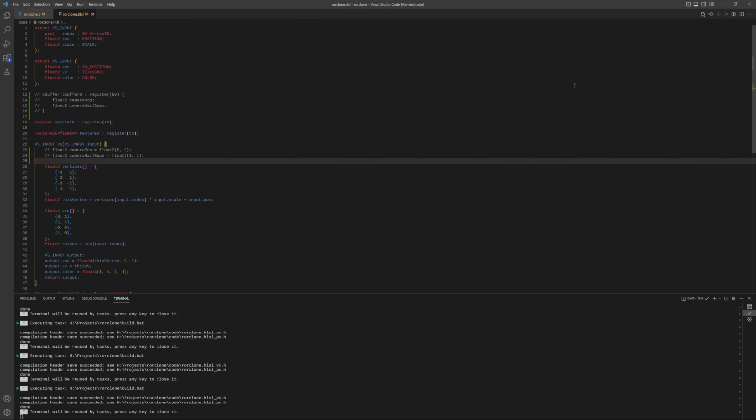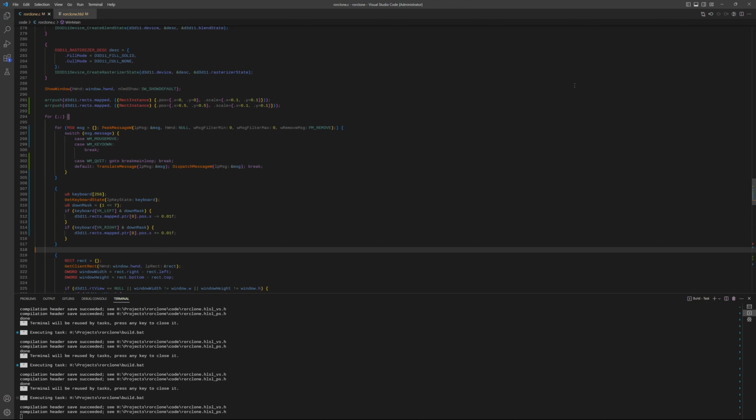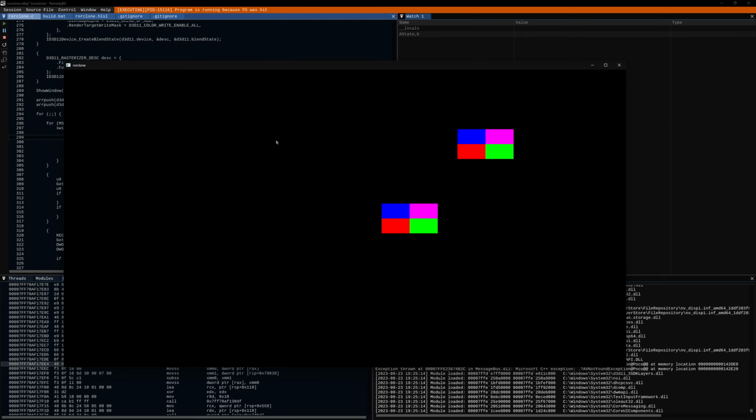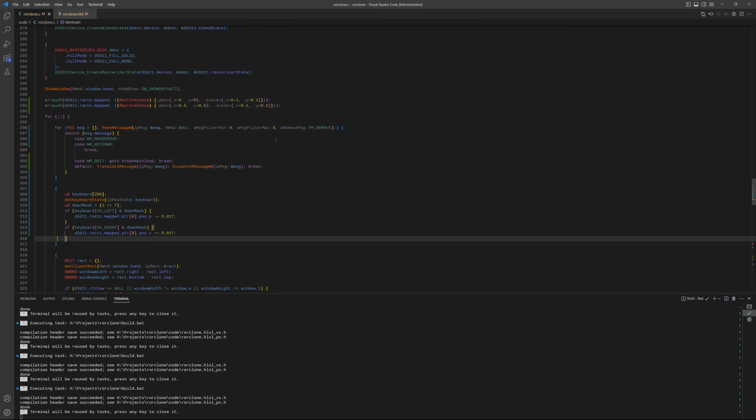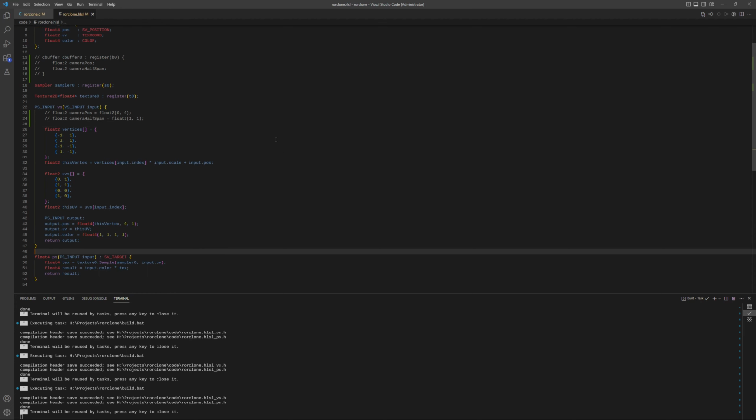Actually, to remain true to the game, let's not bind A and D. Let's bind VK. Is it left? Right? Not left. And VK right. Yeah. Now what are we gonna do about this shader? What time is it? 10:30. Okay, I have some time. I have some time to figure this out.